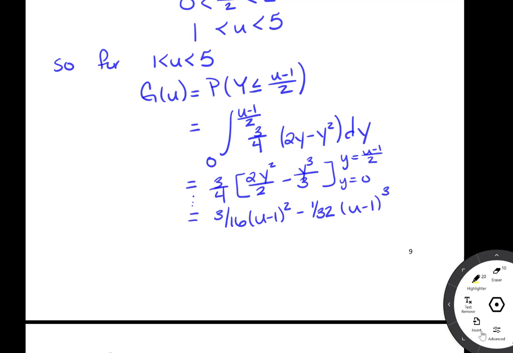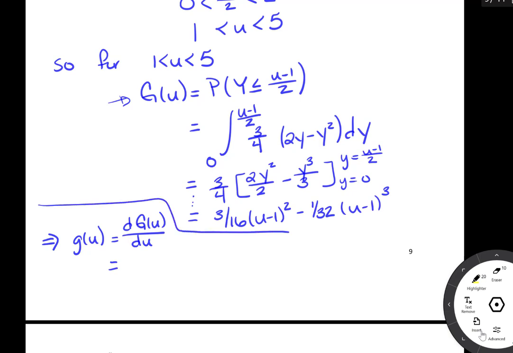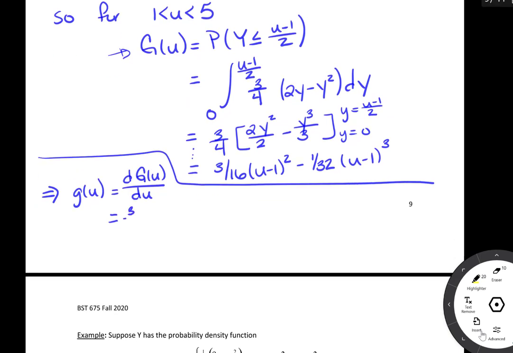Okay. So notice that that gives us capital G of u, but we want lowercase g of u. So then, we know that g of u is equal to the derivative of capital G of u with respect to u. And since I'm running out of space here, this is equal to 3 divided by 16 times 2 u minus 1 minus 3 divided by 32 u minus 1 squared. So therefore, g of u is equal to the following.